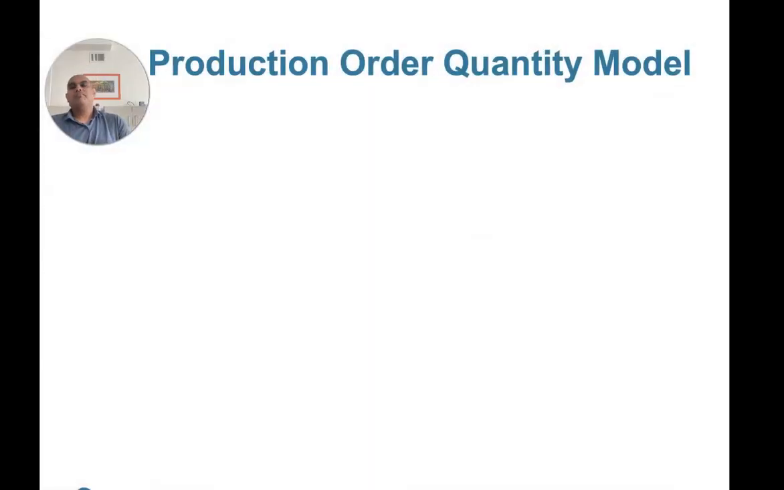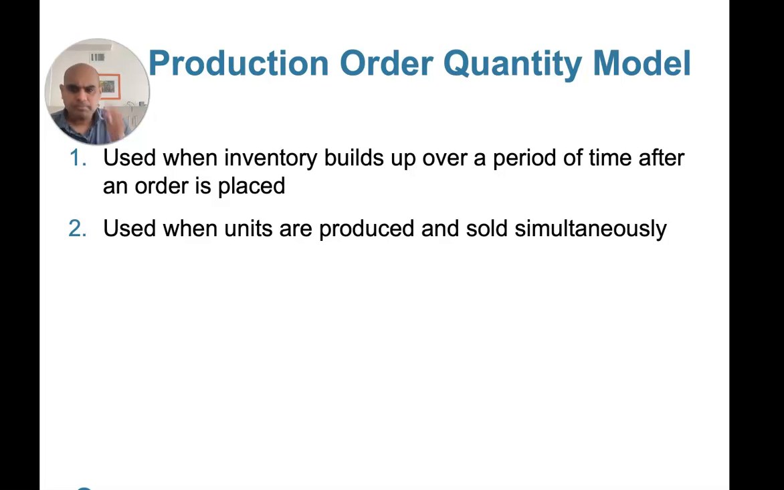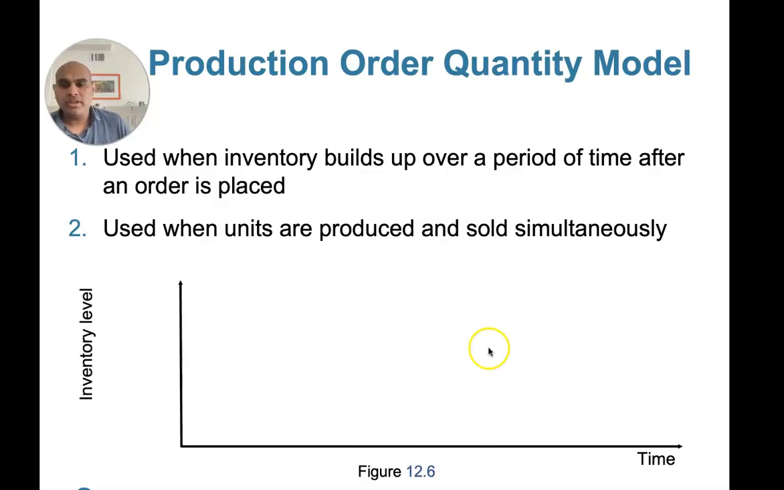So this is used when inventory builds up over a period of time after you start manufacturing, when units are produced and sold simultaneously. The way the inventory level works is, let's say Q is how many units you're going to produce. But all Q items will not be produced instantaneously. You'll produce them slowly, so your inventory slowly builds up for a while.